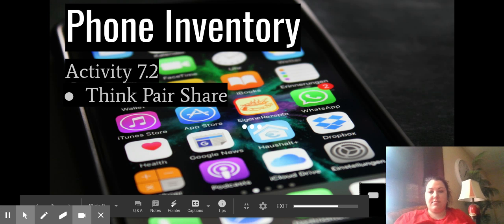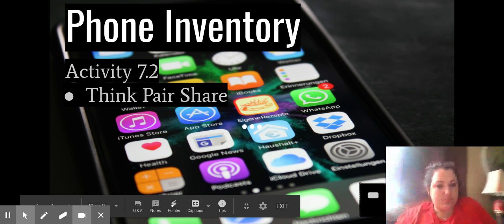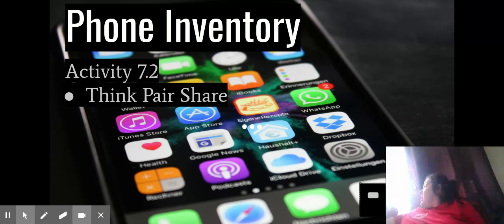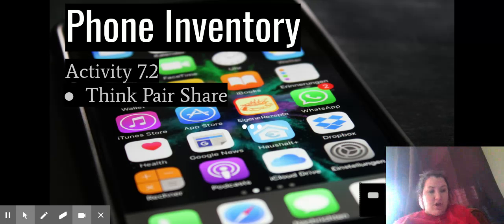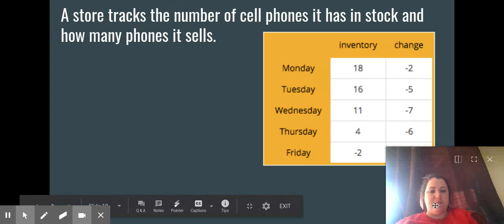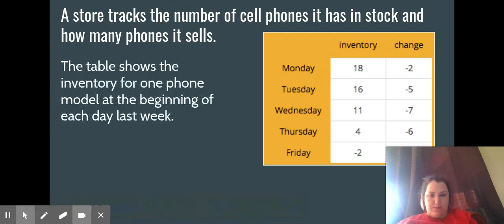For today's activity, you are going to be looking at a phone inventory in a store and use your knowledge of adding and subtracting negative numbers to help you solve some real life problems dealing with it. Okay, so a store tracks the number of cell phones it has in stock and how many it sells. So this is a table right here of its sales and its stock for the week.